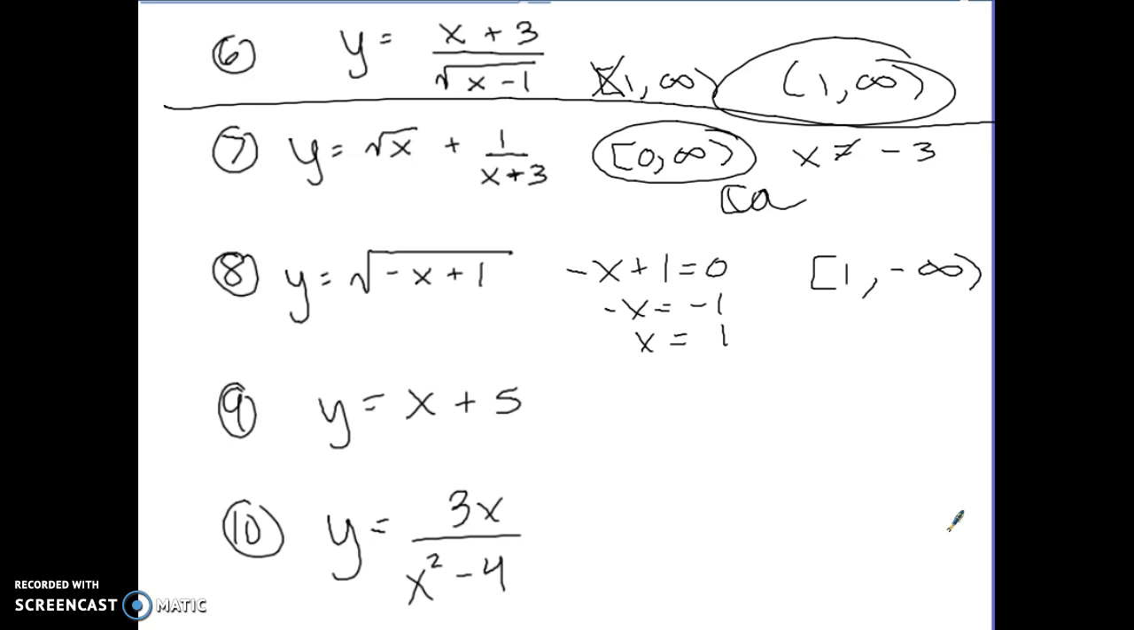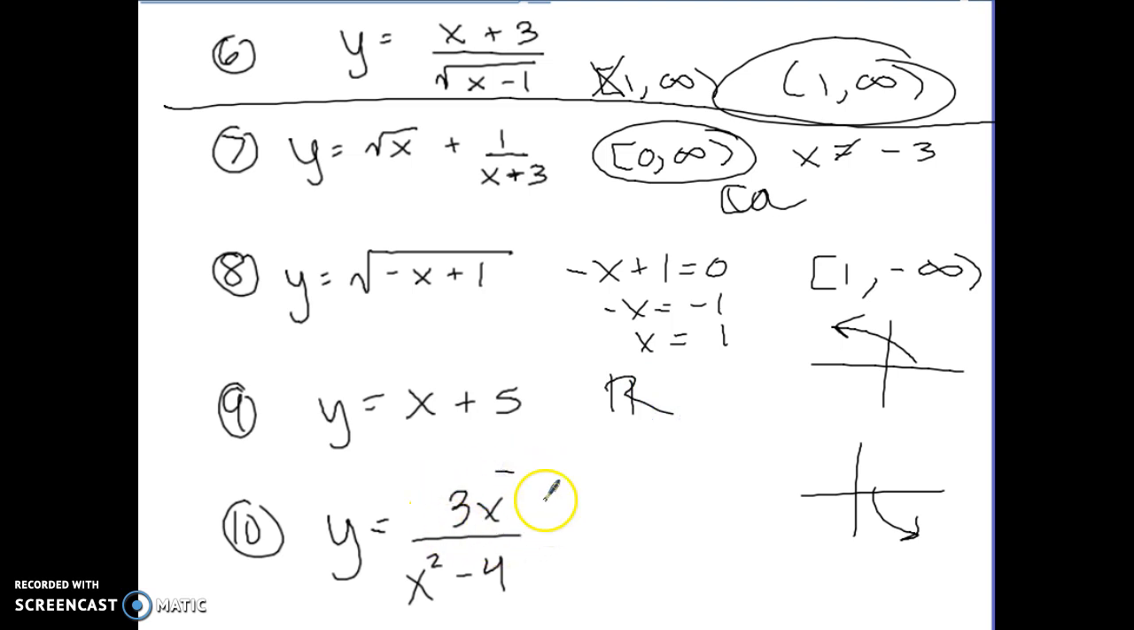So if the negative is on the inside, it reflects across y. And if it's on the outside, it reflects across x. Yeah, so this is what we've got. That's why my domain is negative infinity. What would it look like if it was reflected over x? Reflecting over x would be like this. If it's linear, all real numbers.